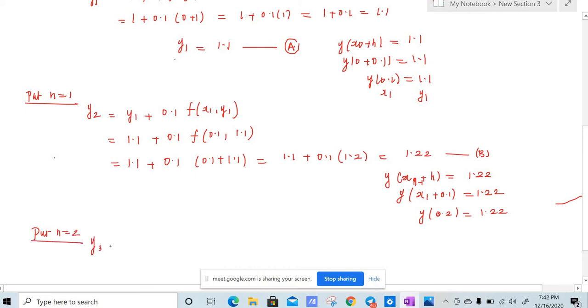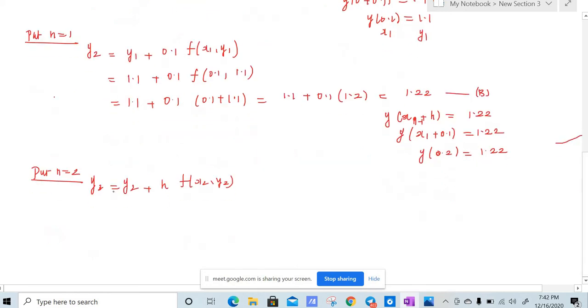So this will be y3 is equal to y2 plus h into f of x2 comma y2. So y2 we have already calculated. So y2 is 1.22 plus h is 0.1 into f of x2 comma y2. This is x2 and this is y2, so it will be 0.2 comma 1.22. So it will be 1.22 plus 0.1 into 0.2 plus 1.22, because our f of x comma y is x plus y. So y3 will be 1.362, right?